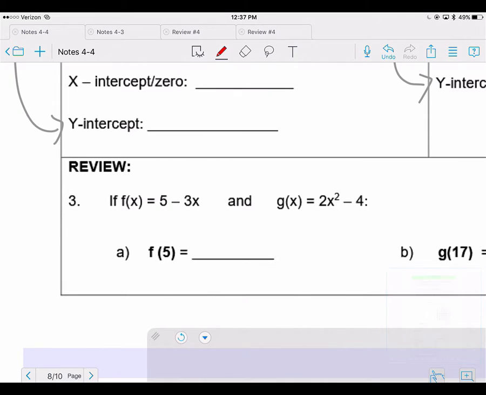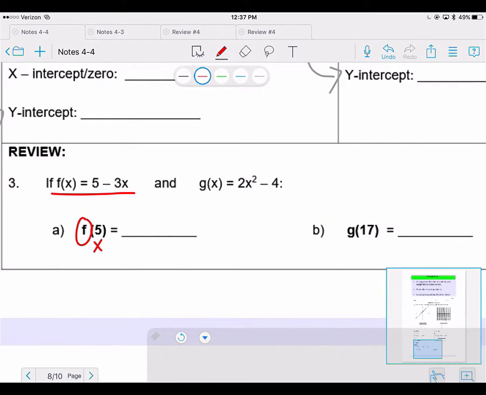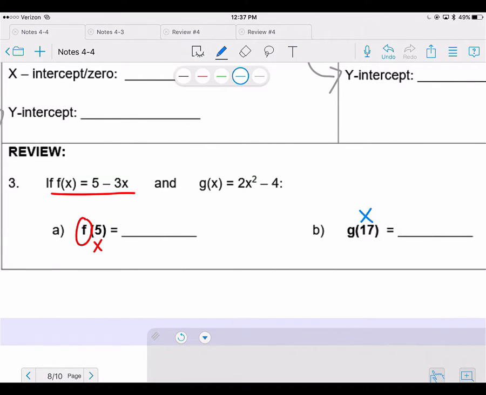Remember, what's on the inside is x. Whatever left letter is given to you is the equation that you need to use. So this one we would use the g function.